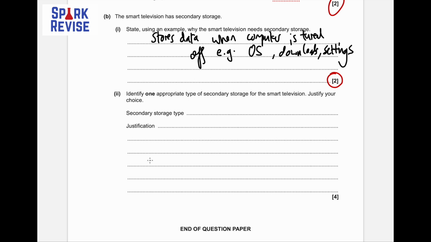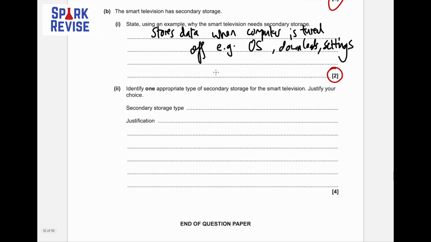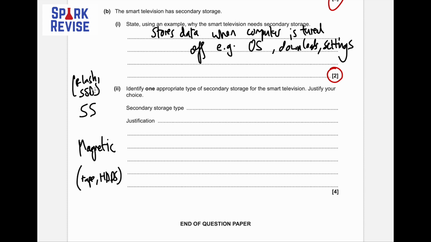Identify one appropriate type of secondary storage for the smart television. So we've obviously got optical, which we're not going to talk about. We're going to talk about solid state and magnetic. So magnetic includes tape, HDDs. Solid state includes your flash, your SSDs. Which one do we want? And you can pick either of them. You just can't say hard disk drive.